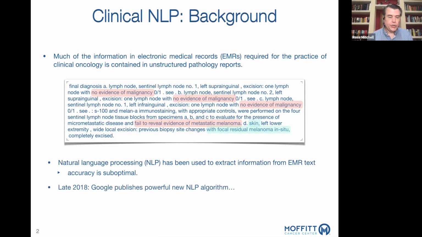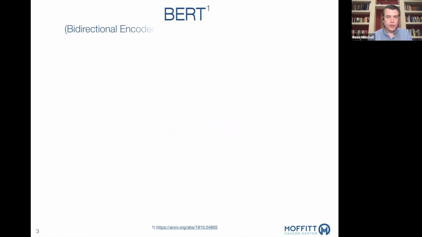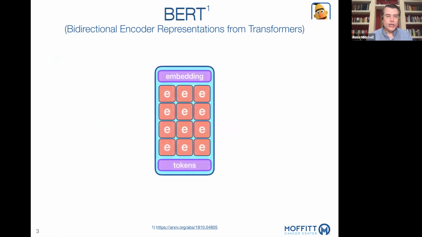But then in late 2018, Google published its powerful new algorithm, which you're probably familiar with, called BERT. And instead of referring to it by its long name, we just like to refer to it as the Muppet. And you'll see that a lot when you're reviewing the literature. And BERT is a pretty cool architecture. It spawned off literally thousands of applications and other papers.